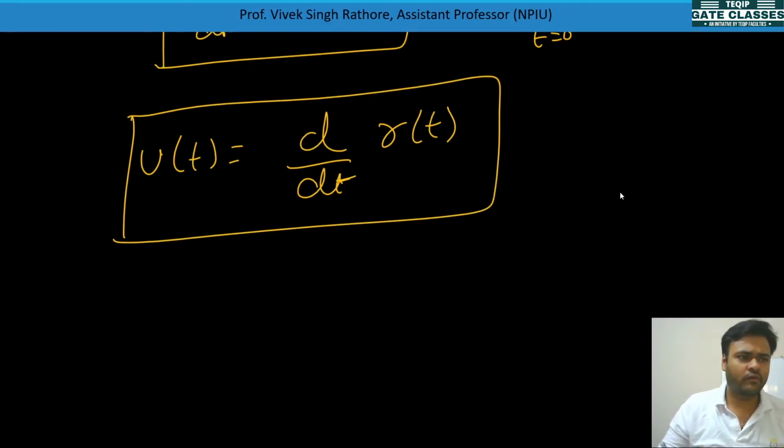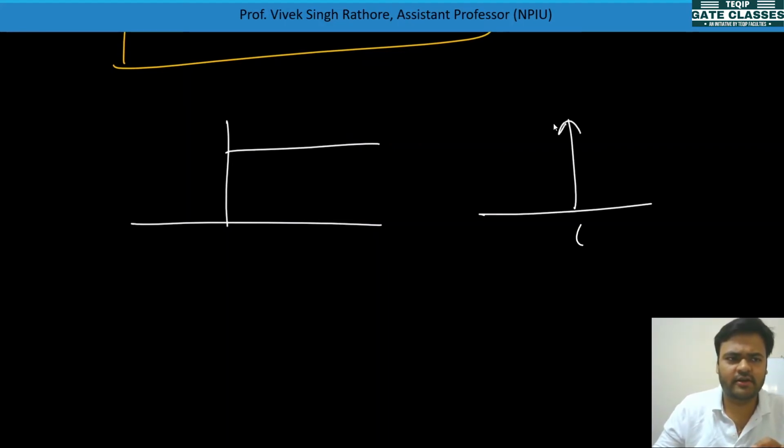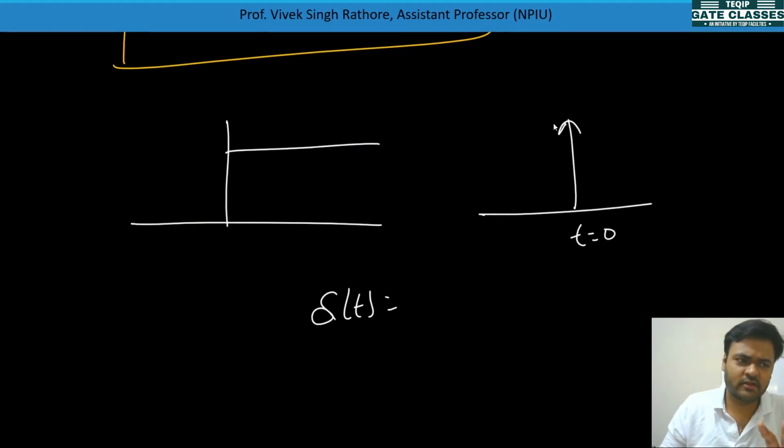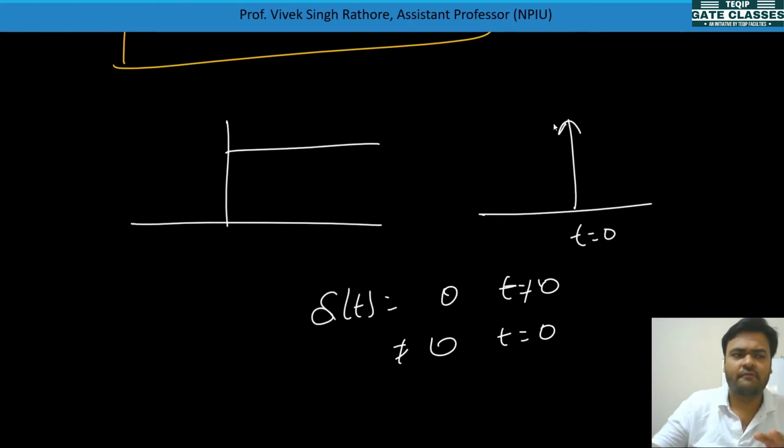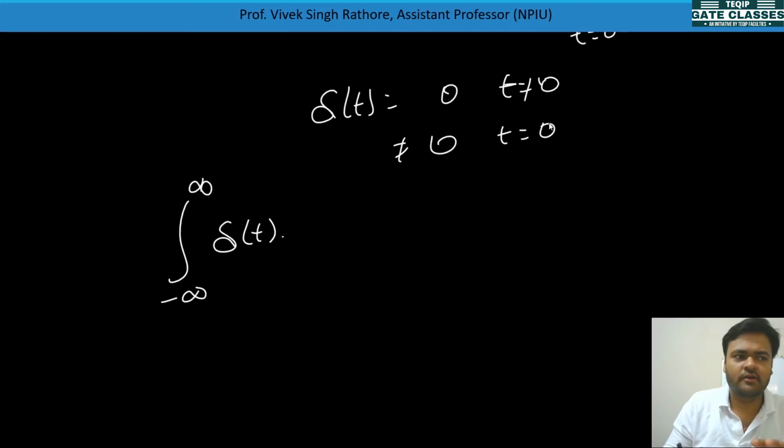Okay, now what will happen if you do unit step only? Let's suppose a unit step signal is there. And when you see our impulse signal, delta t is equal to 0 for t not equal to 0, and is not equal to 0 for t equal to 0. When we integrate our impulse signal, you will get a constant value, that is 1.